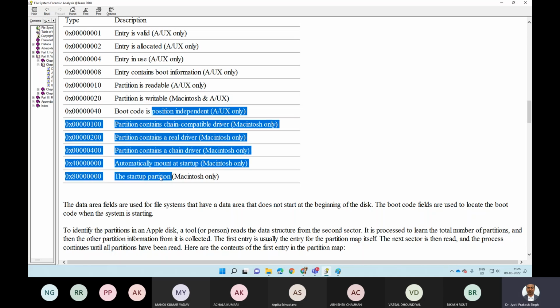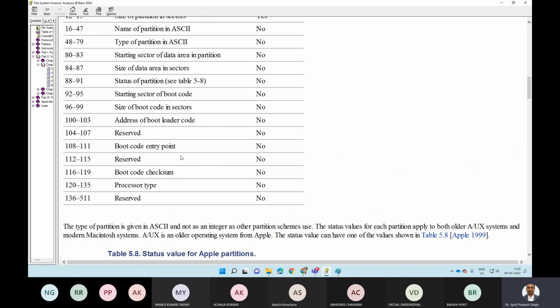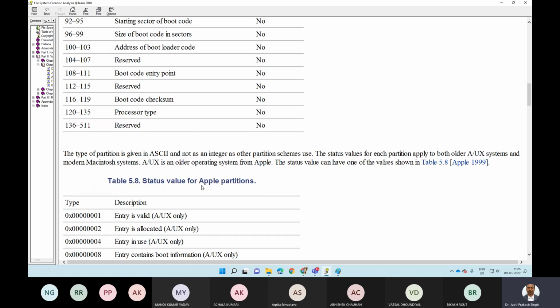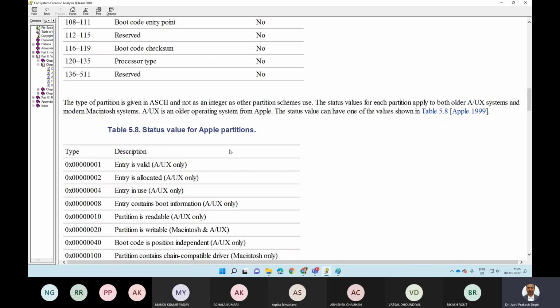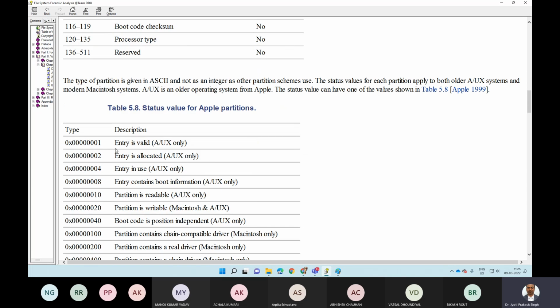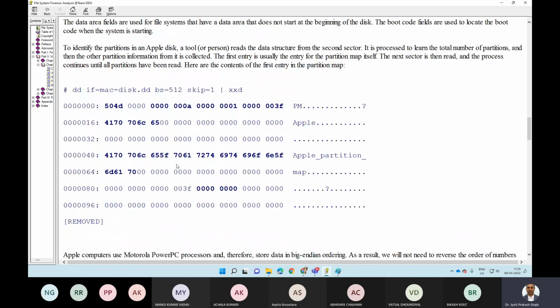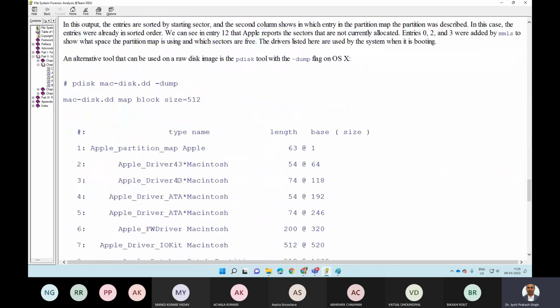And all these things, they keep all this information, so reserved, boot entry reserved, and so on. All these are written in those 512 bytes of code, and these are for Apple partitions. So here they have the status of the partition, कि किस तरह का partition था, 88 to 91. So these are the entries: whether it's a valid entry, allocated, in use, boot information है, mount होता है automatically startup में कि नहीं, startup partition है या नहीं. So all this information is kept here. In fact, the Mac partitioning scheme is easier.